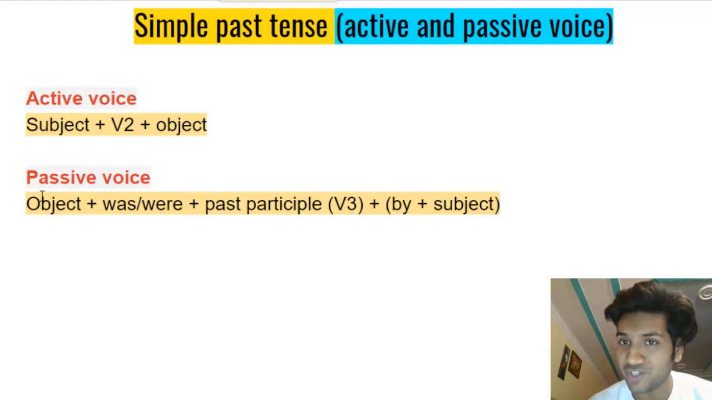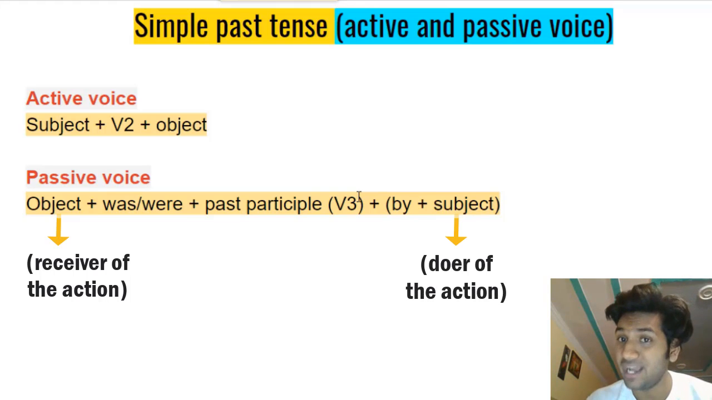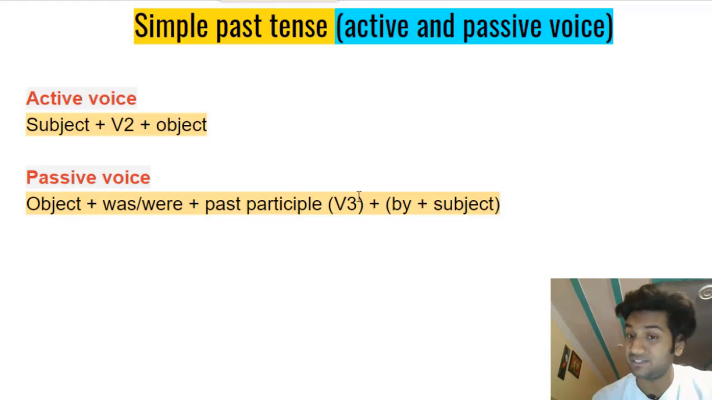First comes the object, not the subject, not the doer of the action. This is the receiver of the action, followed by was or were, followed by the past participle. This is the third form of the verb, followed by "by" and the subject, which is the doer of the action. And this is completely optional. Most of the time we do not talk about the doer of the action. We don't even mention it, all right, in the passive voice.